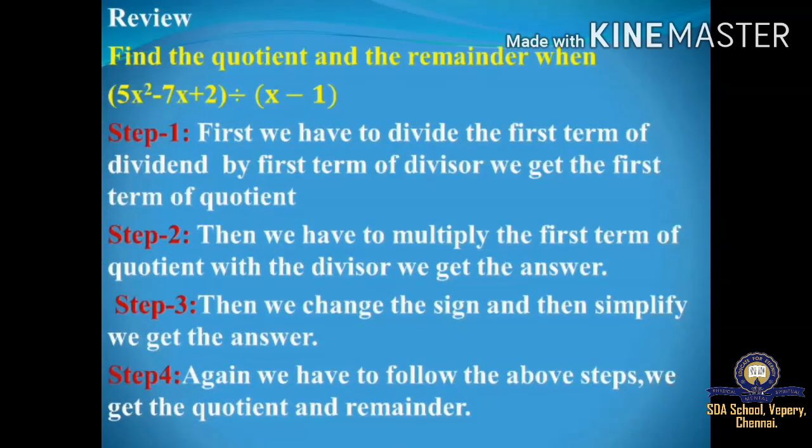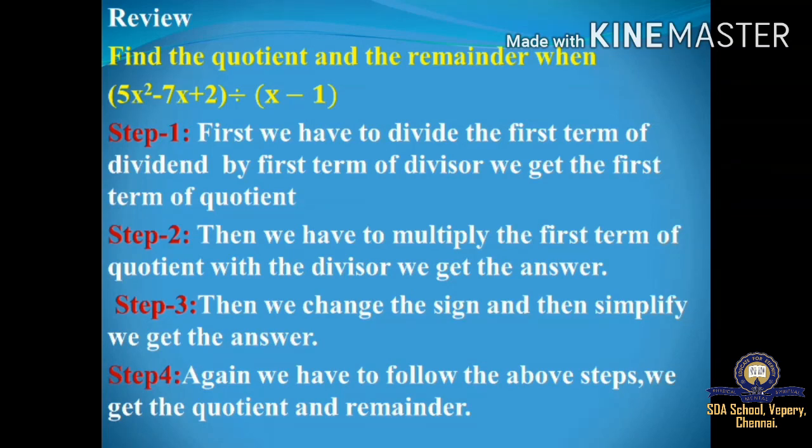Now let us do a quick review of what we did in today's class. So I first taught you how to divide using long division. Let us take this as an example. You have to divide the polynomial 5x square minus 7x plus 2 by x minus 1. First of all, we divide the first term of the dividend by the first term of the divisor so that we get the first term of the quotient. Then you multiply the first term of the quotient with the divisor. Then change the sign and simplify, subtract, and you will get the answer.